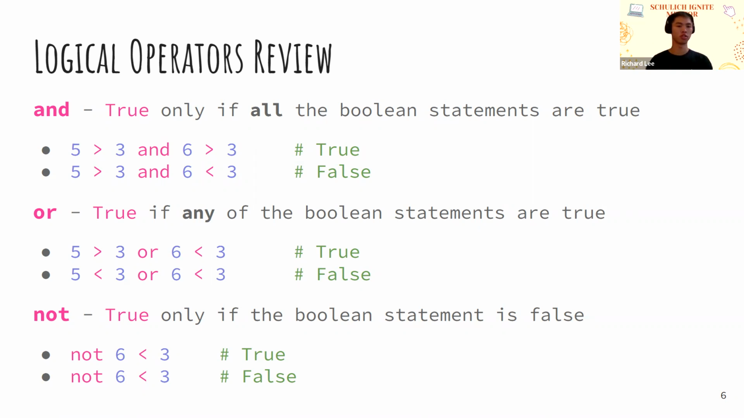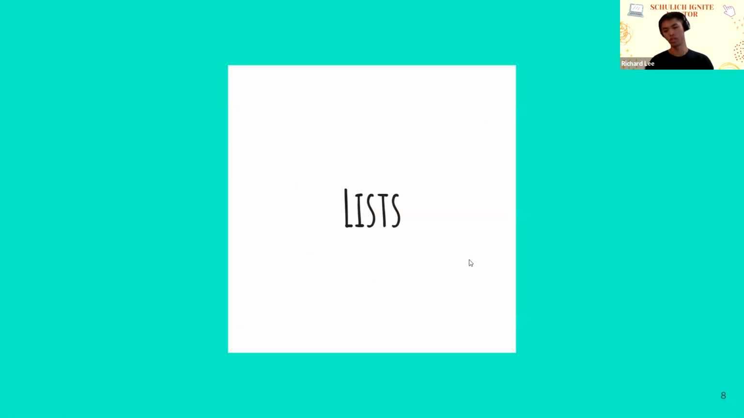Or is the opposite version of this, where it says that if at least one of these is true, then we're good to go. So we can see right here, 5 is greater than 3, or 6 is lesser than 3. Ooh, gotta be careful about all these signs here. We say that at least one of these is true. So in total, this is a true statement. And then not is an inverting statement. I am going to quickly jump straight into lists, but if you are following along with the slides, you can find an exercise there just to test your abilities on your own time.